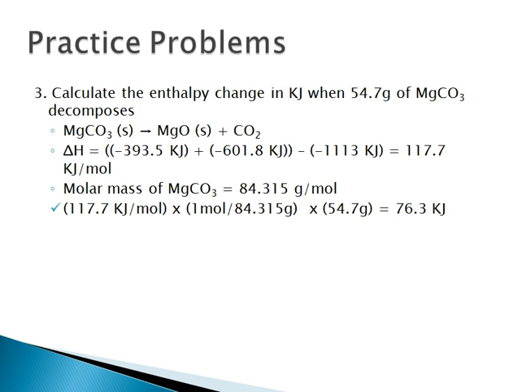Problem 3. Solve for delta H using a table of standard enthalpies of formation for 1 mole of MgCO3, which gets you 117.7 kilojoules per mole of MgCO3, just like how we've done before. You then find the molar mass of MgCO3, which is 84.315 grams per mole. When finding the enthalpy change of MgCO3, you take the delta H and multiply it by the inverse of the molar mass to get the moles to cancel, and then multiply it by the mass of MgCO3 to get the grams to cancel. And then you get the enthalpy change of MgCO3 in kilojoules with a final answer of 76.3 kilojoules.